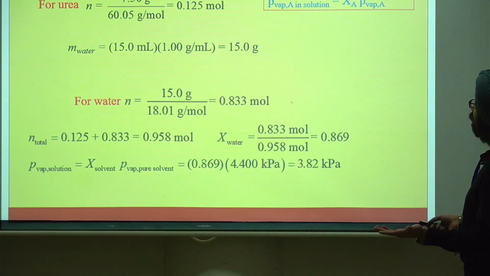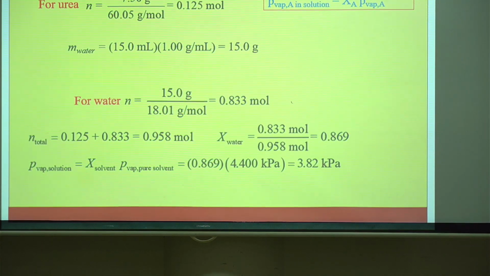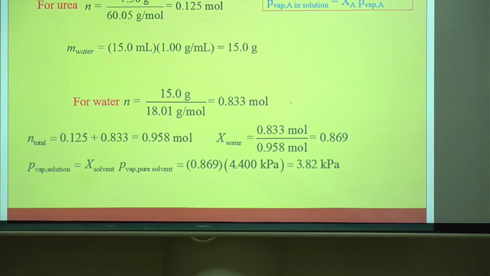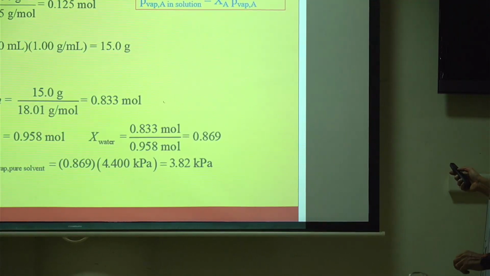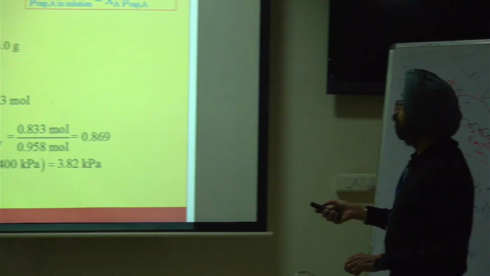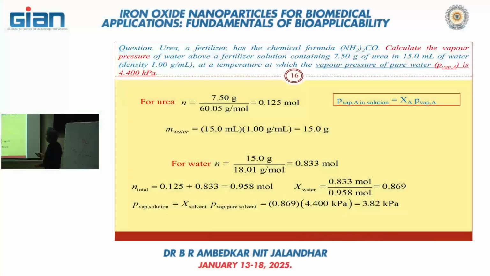And here, you can go through this because we are running out of time. It's a simple numerical problem. You have the vapor pressure of pure water, 4.4 kilopascal, and the mole fraction you can calculate, multiply it, and that is the vapor pressure of the solution.